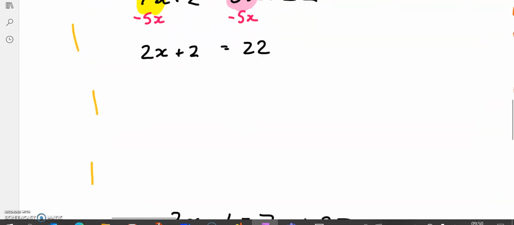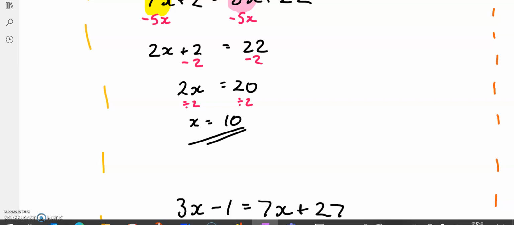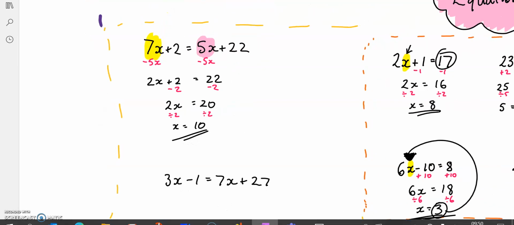And now we've got back to a problem which is much more straightforward to solve. We'll subtract 2 from both sides. 2x is equal to 20. We'll divide both sides by 2, which will lead to x equals 10. So 10 is the value that solves both sides.